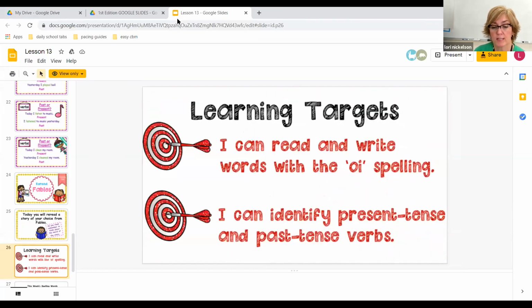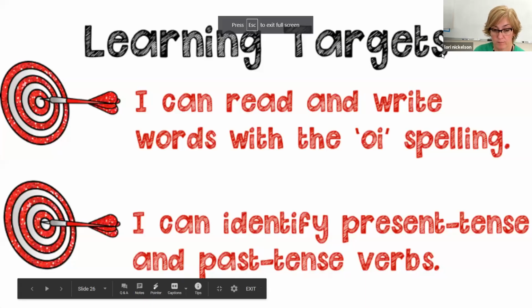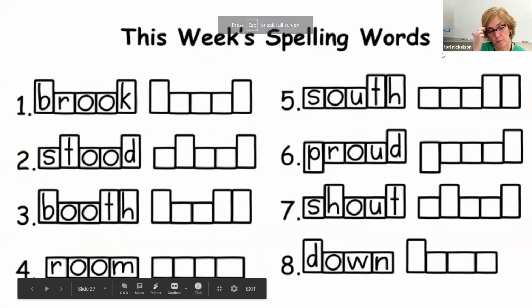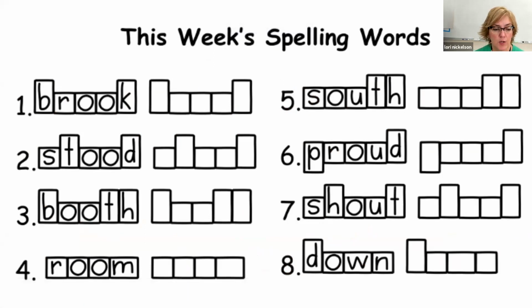Our learning targets: I can read and write words with the oi spelling, and I can identify present tense and past tense verbs. This week's spelling words were brook, stood, booth, room, south, proud, shout, and down.